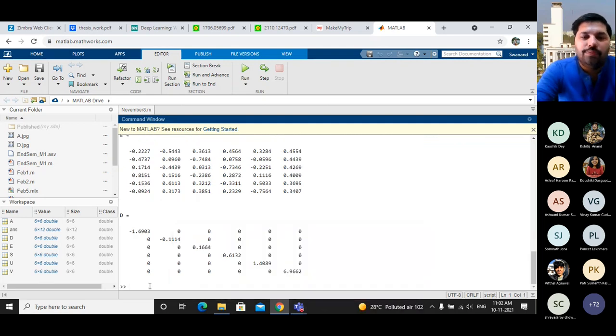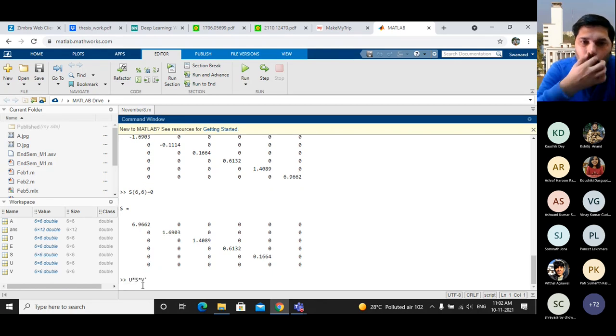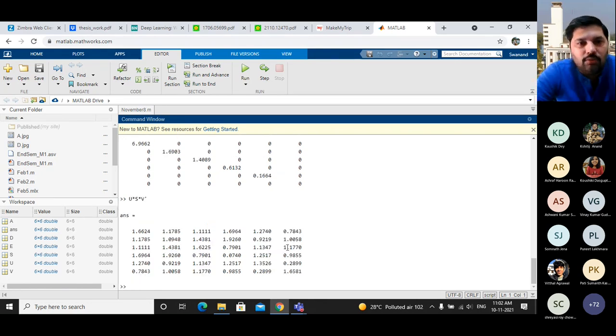S66. Okay, so let me do this. S66 I'll set to 0. So if I set this S66 to 0, how does this matrix look like? You see the last singular value has been set to 0. Now I don't remember in MATLAB whether the SVD is written as U sigma V transpose or U sigma V, but let us try. Okay, so U star S star V transpose. So U S V transpose, you see this is the matrix that you get.